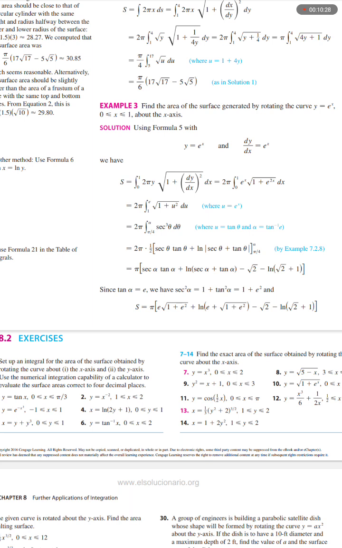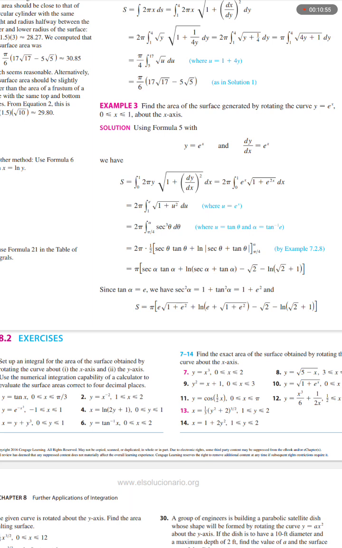which equals pi [secant alpha tangent alpha plus the natural log of secant alpha plus tangent alpha minus the square root of 2 minus the natural log of square root of 2 plus 1].